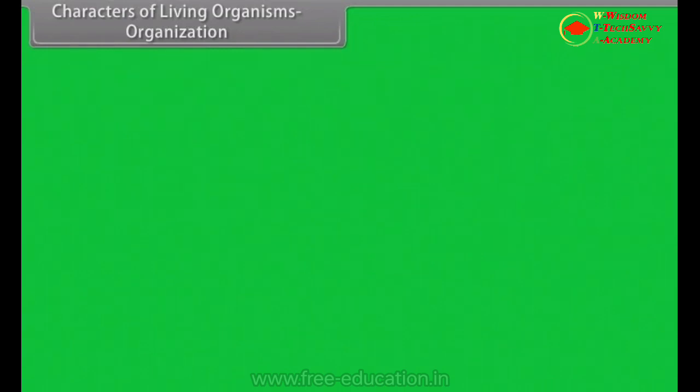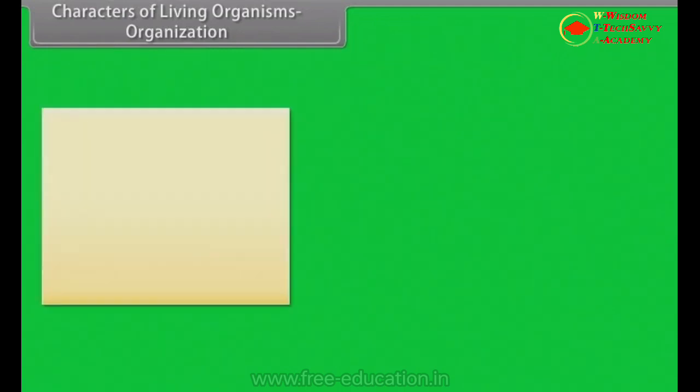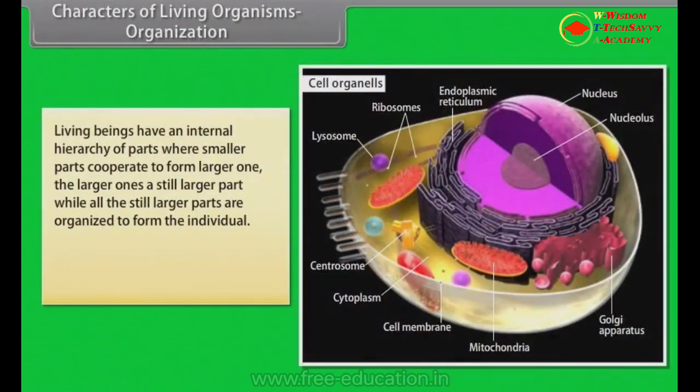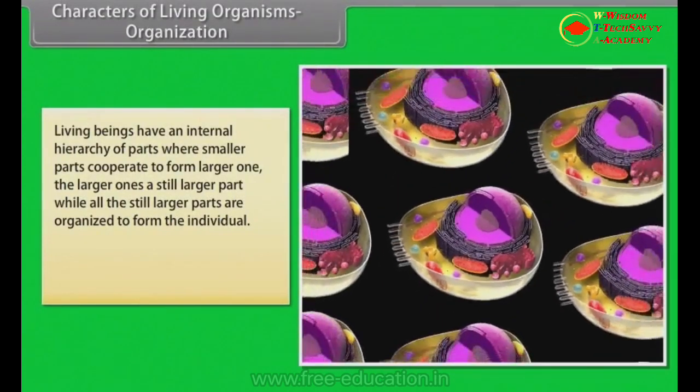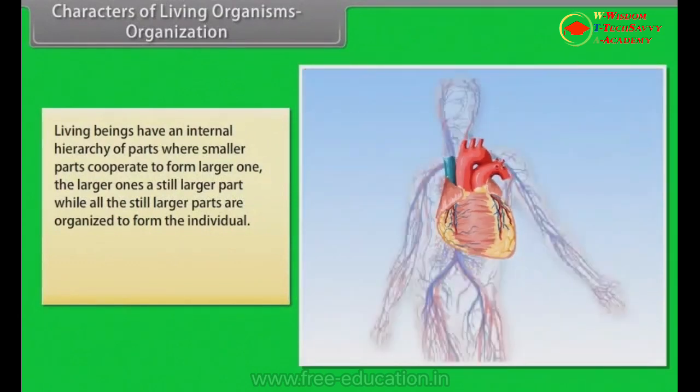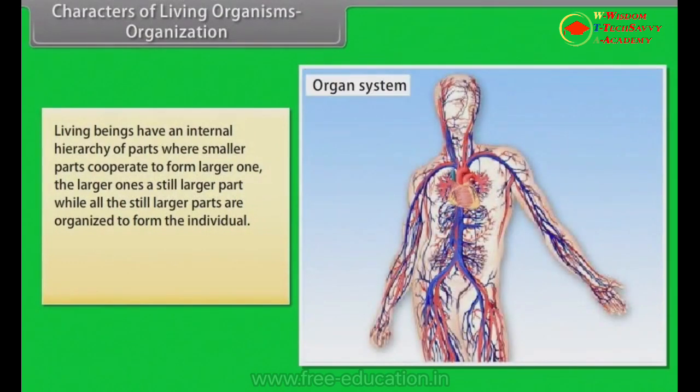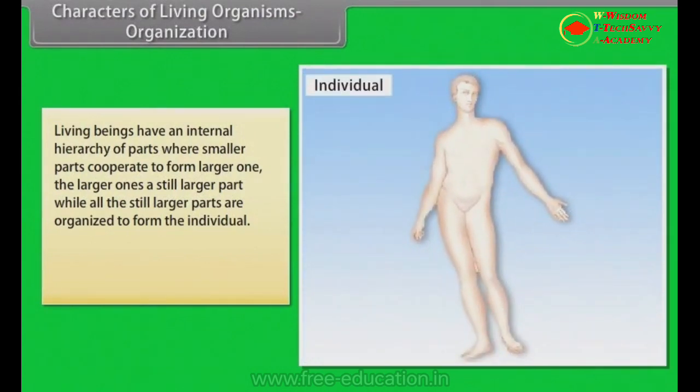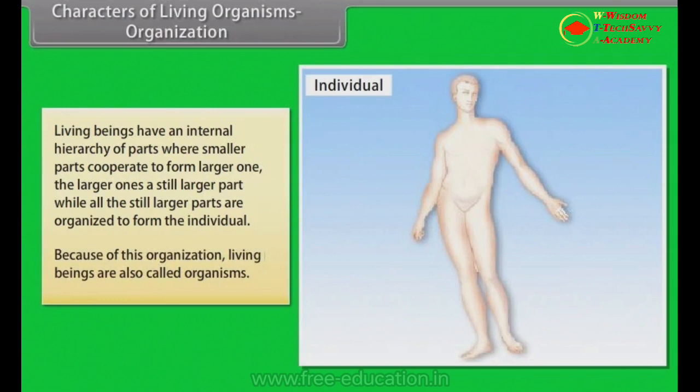Characters of living organisms. Organization. Living beings have an internal hierarchy of parts where smaller parts cooperate to form larger ones. The larger ones form a still larger part, while all the still larger parts are organized to form the individual. Because of this organization, living beings are also called organisms.